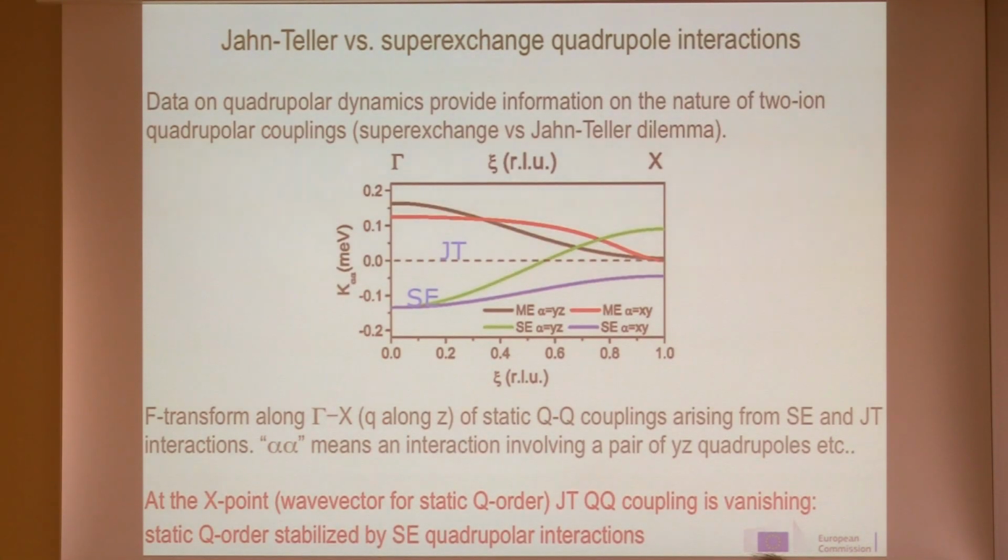Well, this kind of study gives access to much richer information than just the study of static properties. For instance, this figure shows the Fourier transform along 001 of the static quadrupole coupling arising either from superexchange, these 2 lines, or from the Jahn-Teller interaction, red and black. Okay? Well, X point is the wave vector for the static order.